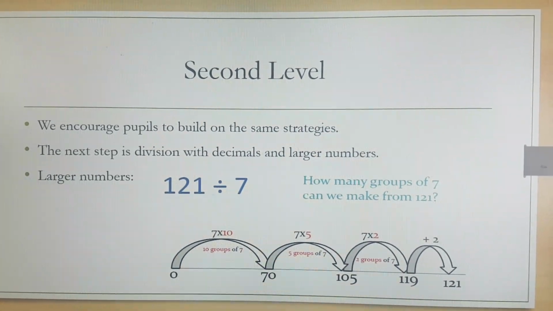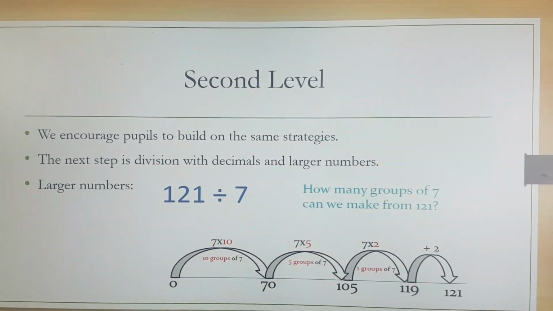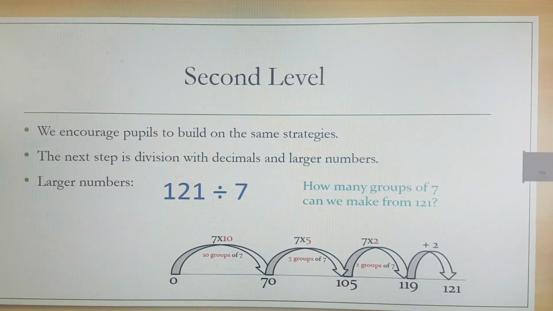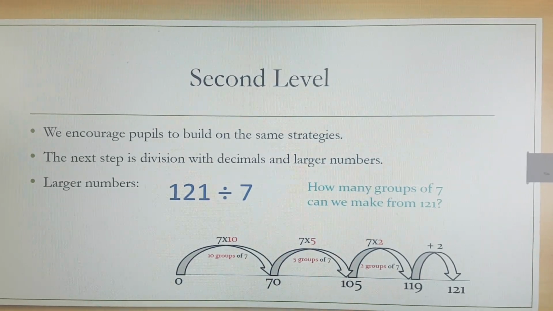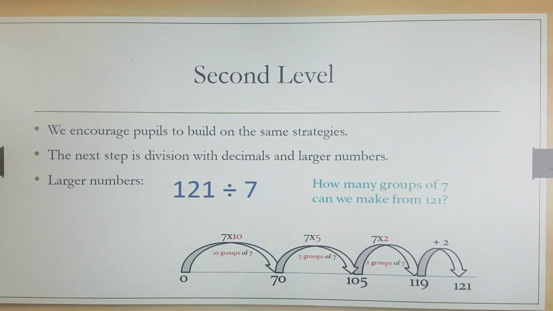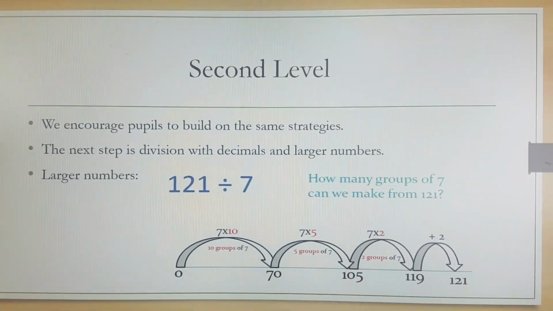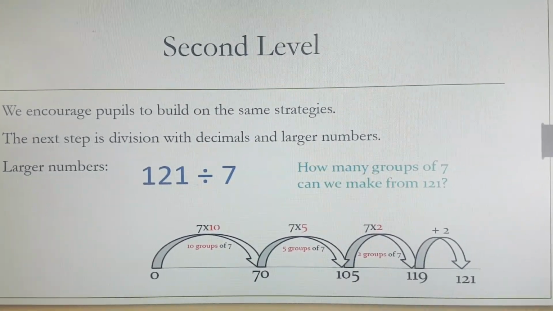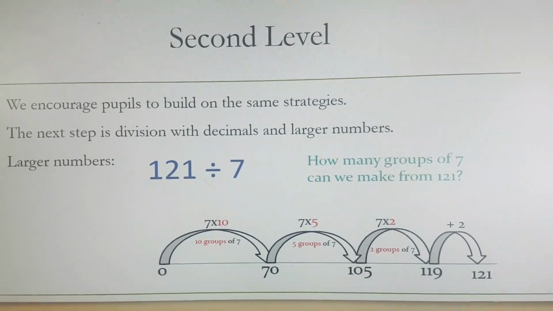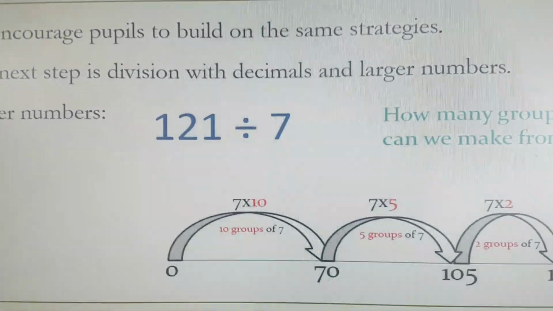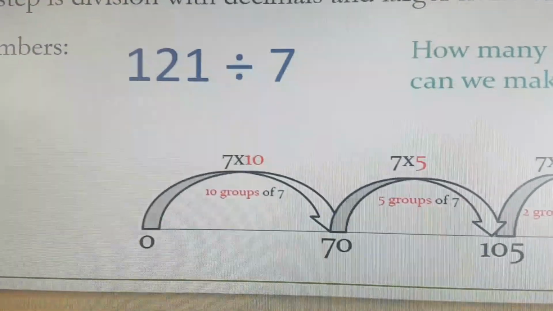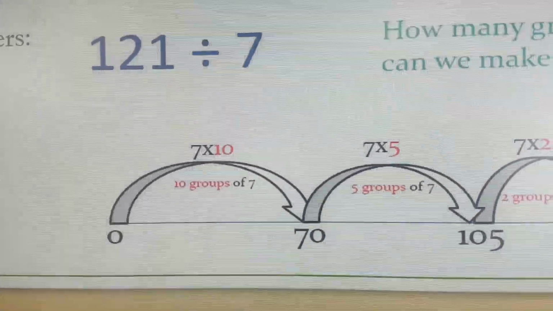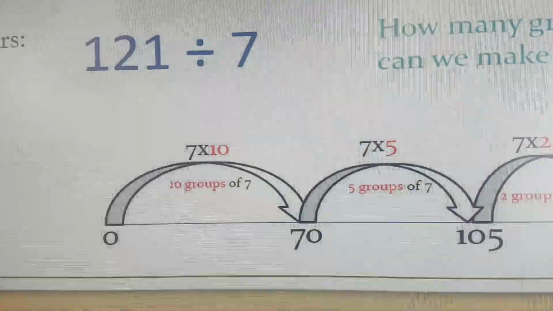Once the pupils are at the 2nd level, we will still be encouraging them to build on the same strategies. Some pupils may still need to work using concrete materials like cubes. They may need something visual like this number line that we are going to look at. 121 divided by 7. How many groups of 7 can we make from 121? This time the number line is a little bit more complex because we know that 10 groups of 7 is 70. That's one part of our journey to 121.